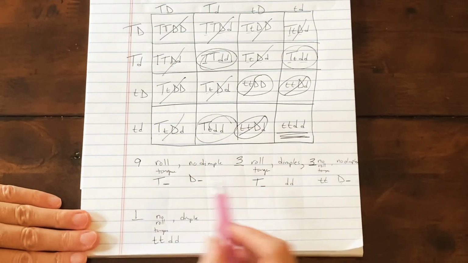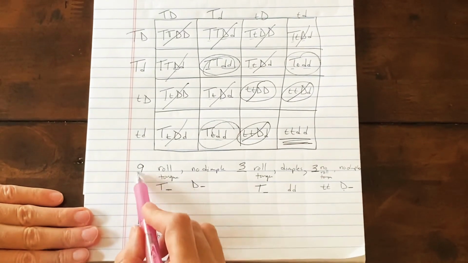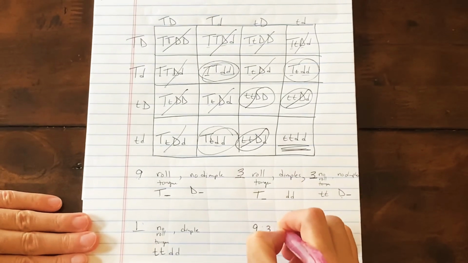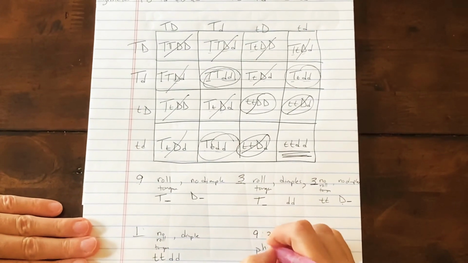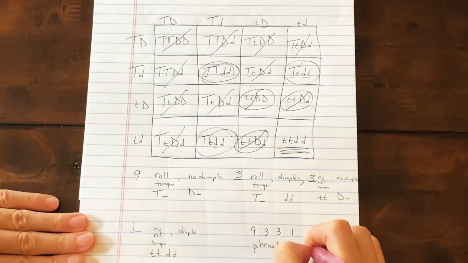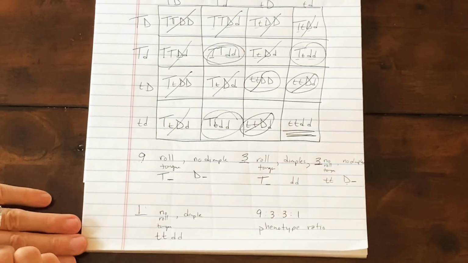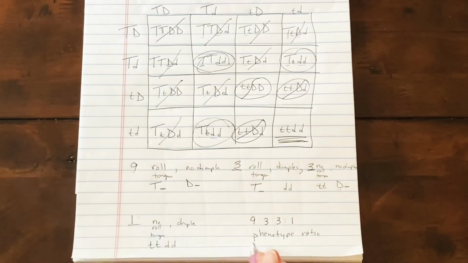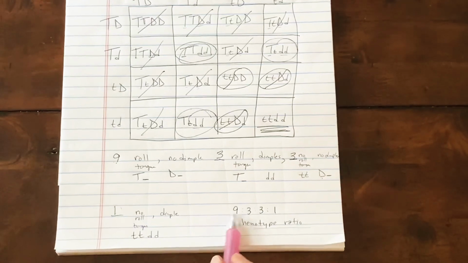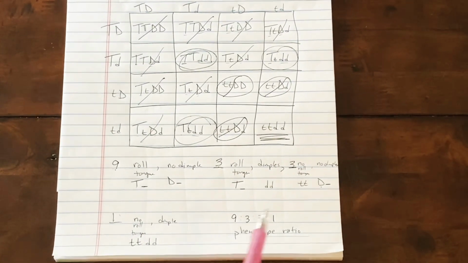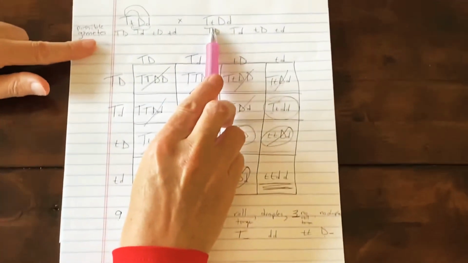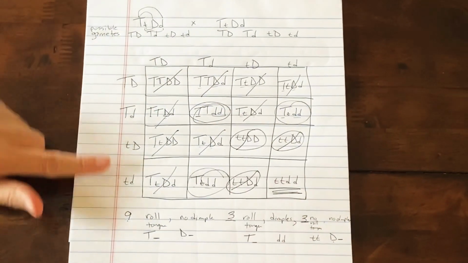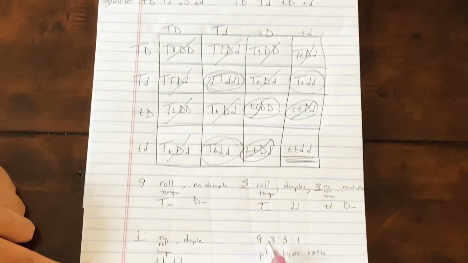So there are all the possible phenotypes, and these numbers represent our phenotype ratio. 9 to 3 to 3 to 1 is the phenotype ratio. Typically in a dihybrid cross, we don't ask for the genotype ratio because it would be very complicated. So we mainly just ask for the phenotype ratio. What do they look like physically? So when you have a cross between 2 individuals and they're heterozygous for both genes, the phenotype ratio is a 9 to 3 to 3 to 1.